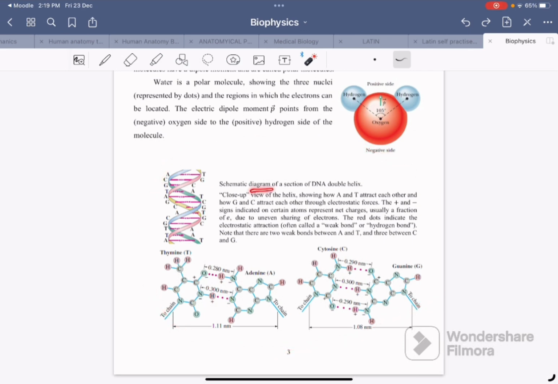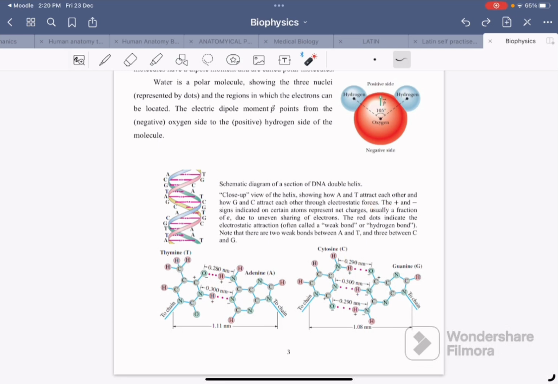We all know the schematic diagram of the DNA double helix, which carries certain genetic information for heredity, where each base has its own charge. It could be positive, it could be negative. So let's see a close-up view of the helix showing how A and T, adenine and thymine, attract each other, and guanine and cytosine attract each other through electrostatic force.